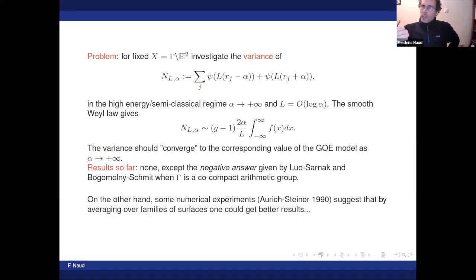And then in principle, physicists tell you you should look at the variance of this guy still in this high energy regime. And you should observe something which is like what you get when you compute the GOE or GUE model. Okay, and there are no results at all in the literature actually, except a negative result when you look at the arithmetic groups. So when you have arithmetic groups, the variance will not look like the GOE variance. It will look more like a Poisson thing. And it's because of the high multiplicity in the length spectrum. And this is completely rigorous. But apart from that, there were no results.